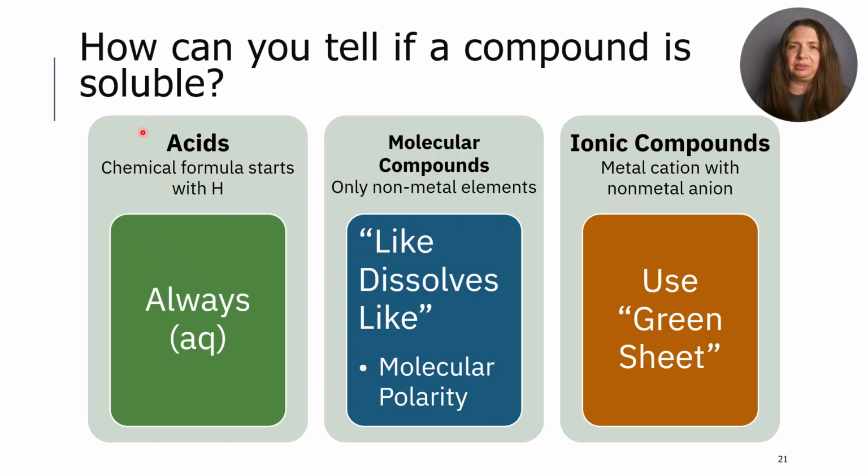Acids are always soluble in water. Both strong acids and weak acids form aqueous solutions, so they are written with the state symbol AQ when dissolved in water. For molecular compounds and ionic compounds, the answer is not as straightforward. Some dissolve readily in water while others do not. For molecular compounds, we will use the principle like dissolves like, which depends on the molecular polarity. For ionic compounds, we will use solubility rules found on your reference sheet.